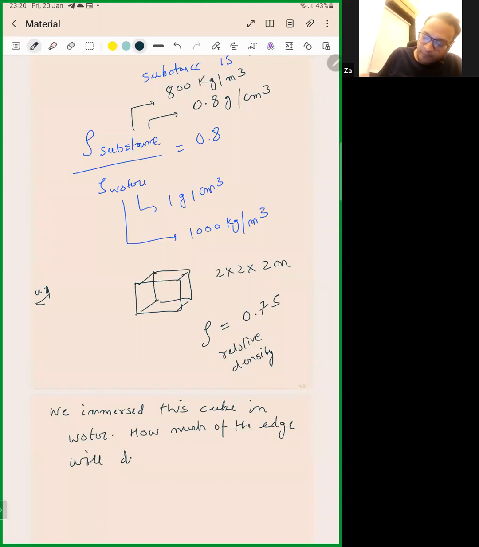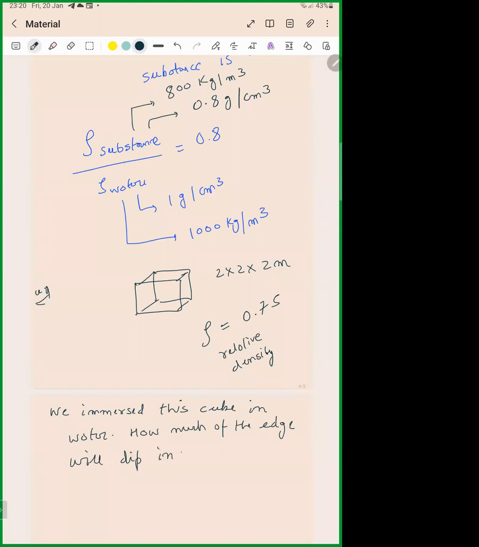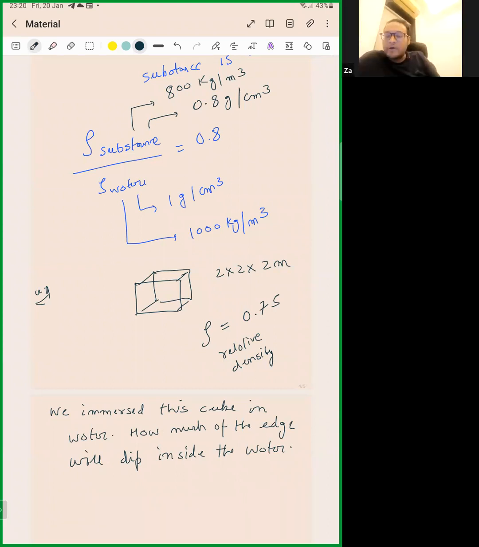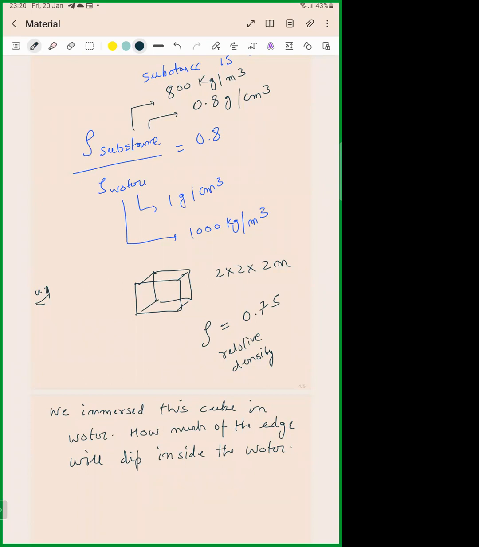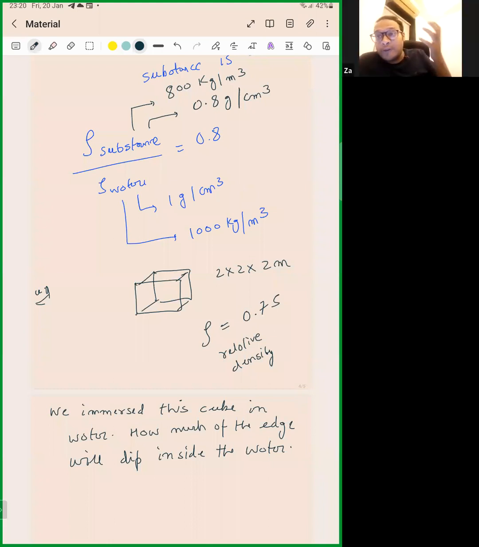Go ahead. So the volume of the cube is 8. Is that meters? 8 meters cubed? Yep. But I am not giving you any further hints. You proceed by yourself. You are free to proceed, and you can let me know whether the cube will sink or whether it will float.